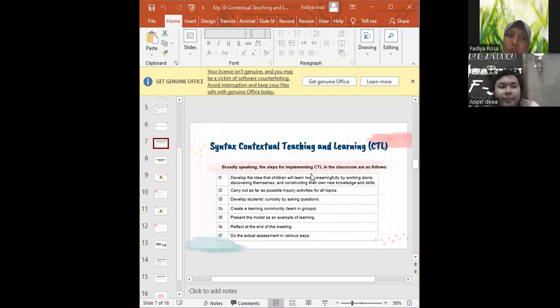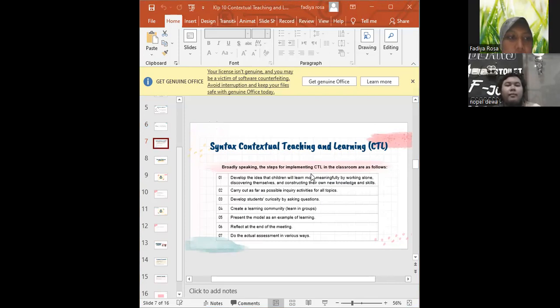Okay, thank you. I would like to continue with the next slide, the syntax of contextual teaching and learning, or CTL. From this slide, we have 7 points to describe the syntax of contextual teaching and learning. Broadly speaking, the steps for implementing CTL in the classroom are as follows.